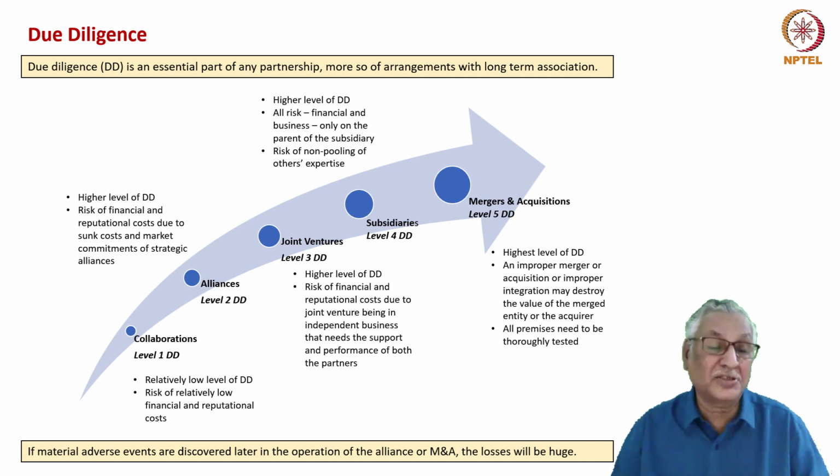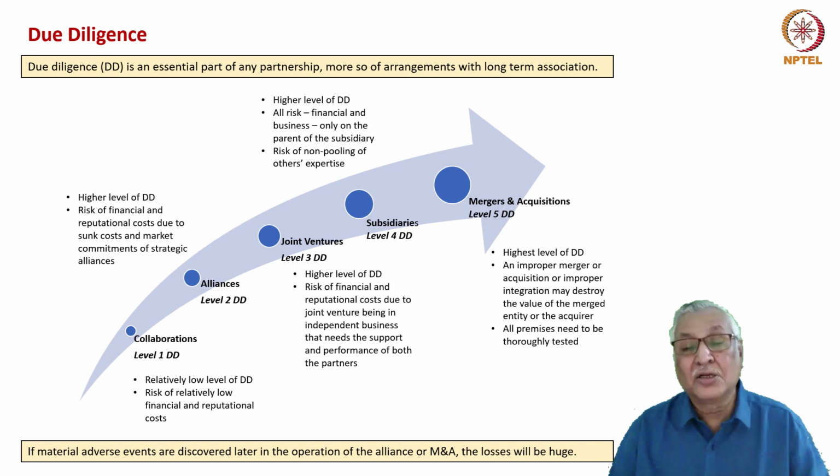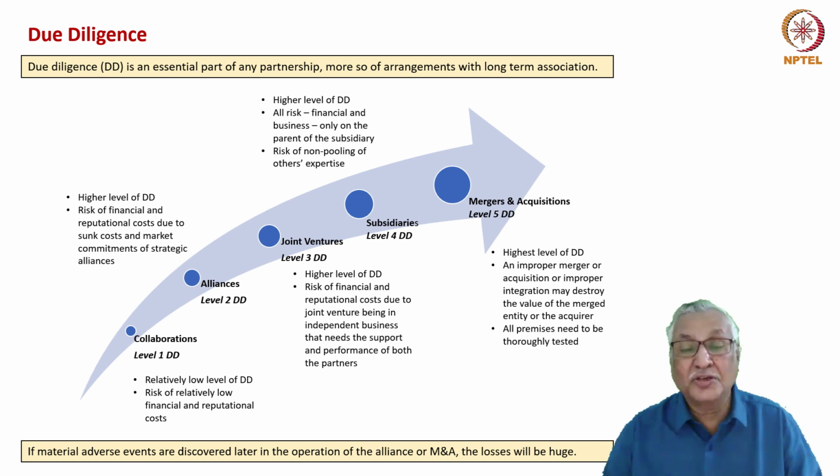It certainly has a level that is higher than the collaborative due diligence. There are certain risks of financial and reputational costs due to the sunk costs and market commitments that are accruing out of strategic alliances. Next level of due diligence, level 3, is in respect of joint ventures.